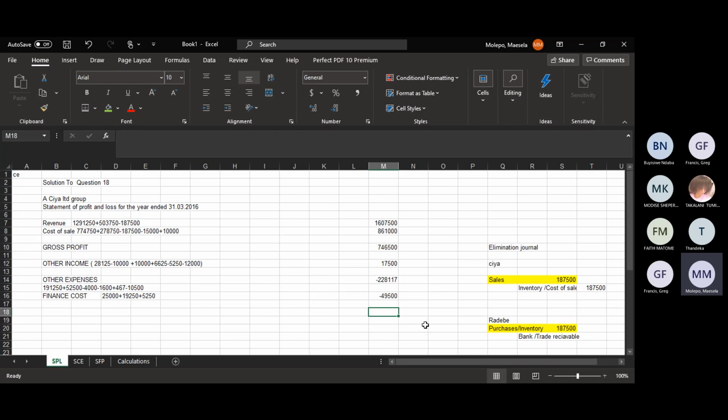Can someone also calculate with me? $746,500 plus 17,500 minus 228,117 minus 49,500. I get 486,383. It's correct. Okay. 486,383. And then we're going to have income tax expense.